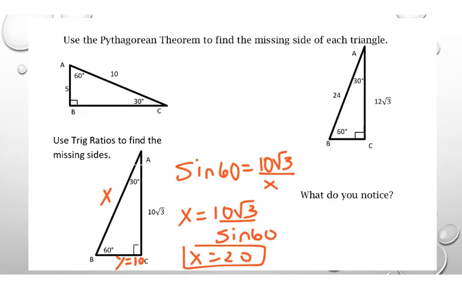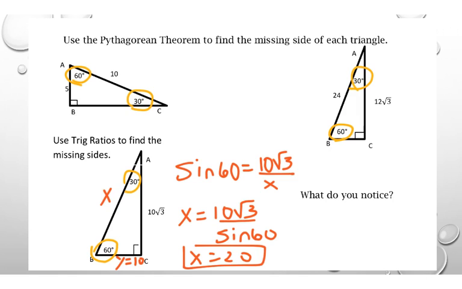So do you notice any patterns here? First of all, look at the 3 triangles on this page and look at the similarities in the triangles. You'll notice that each of the triangles is what we call a 30, 60, 90 triangle, because all of the angles are the same. So all of these triangles are similar. They're not congruent, but they're similar because they're 30, 60, 90 triangles.